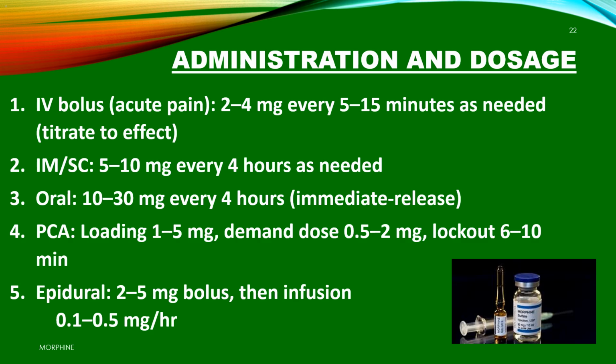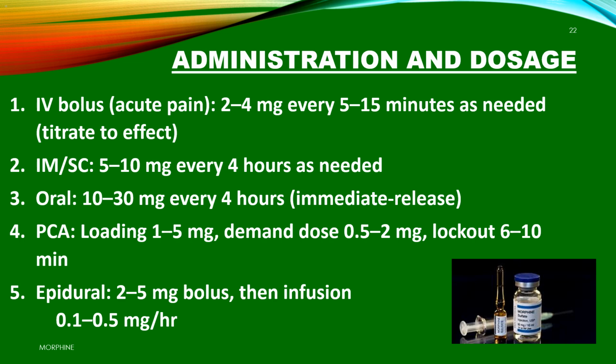1. IV bolus. For acute pain, 2 to 4 mg of morphine is administered intravenously every 5 to 15 minutes as needed, with dosing titrated to achieve the desired effect. 2. IM/SC. Intramuscular or subcutaneous administration typically involves 5 to 10 mg of morphine every 4 hours as needed. 3. Oral. Immediate release oral morphine is usually given in doses of 10 to 30 mg every 4 hours.